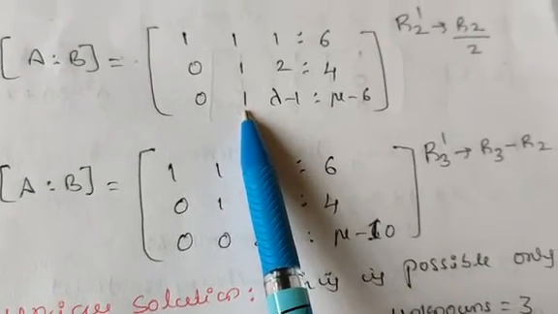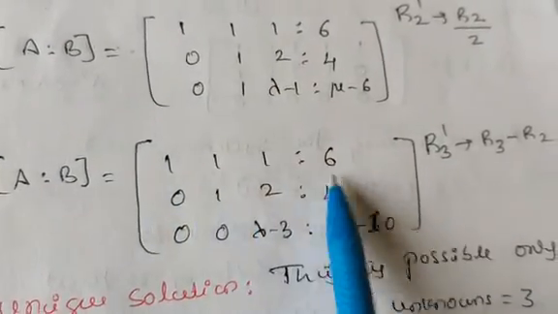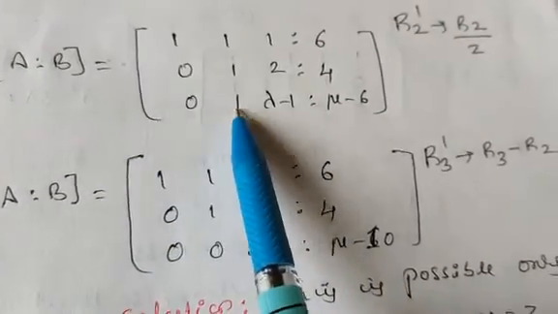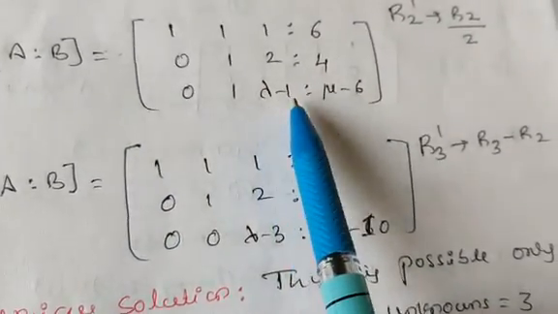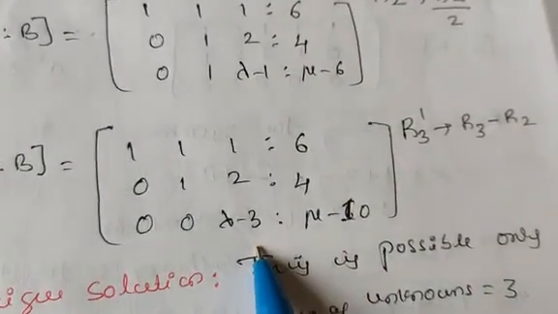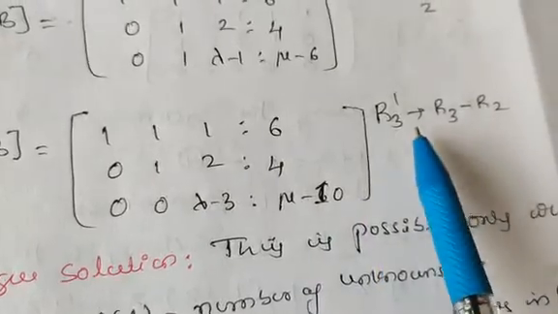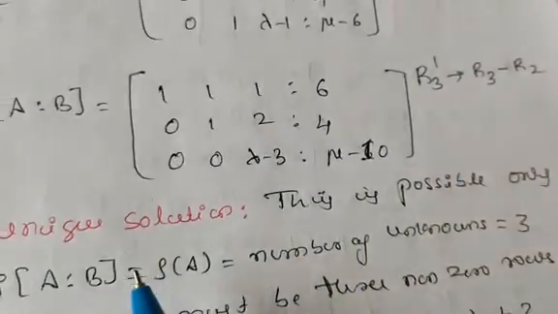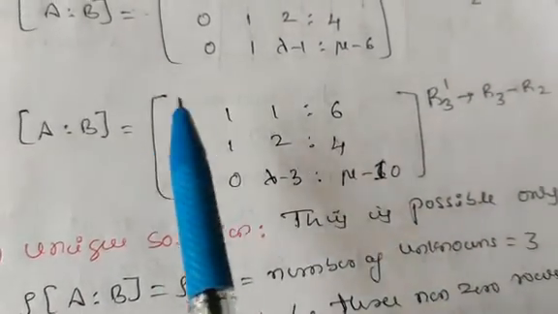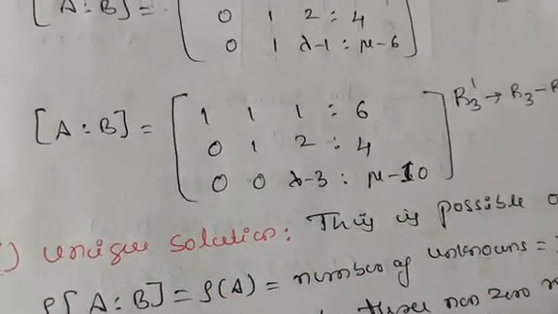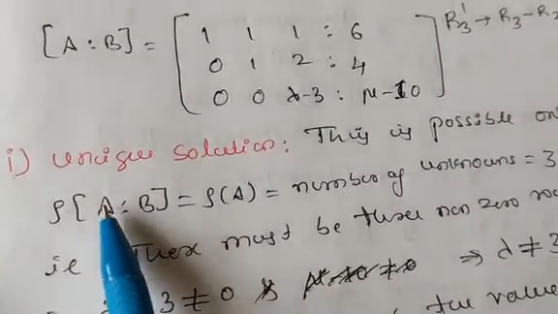So here R3 changes to R3 minus R2. First row as it is, second row as it is, third row changes to 0 minus 0, 1 minus 1 is 0, lambda minus 1 minus 2 is lambda minus 3, mu minus 6 minus 4 is mu minus 10. R3 changes to R3 minus R2. So this is the echelon form. Now we cannot make this one 0 and this one 0. So first is the unique solution.